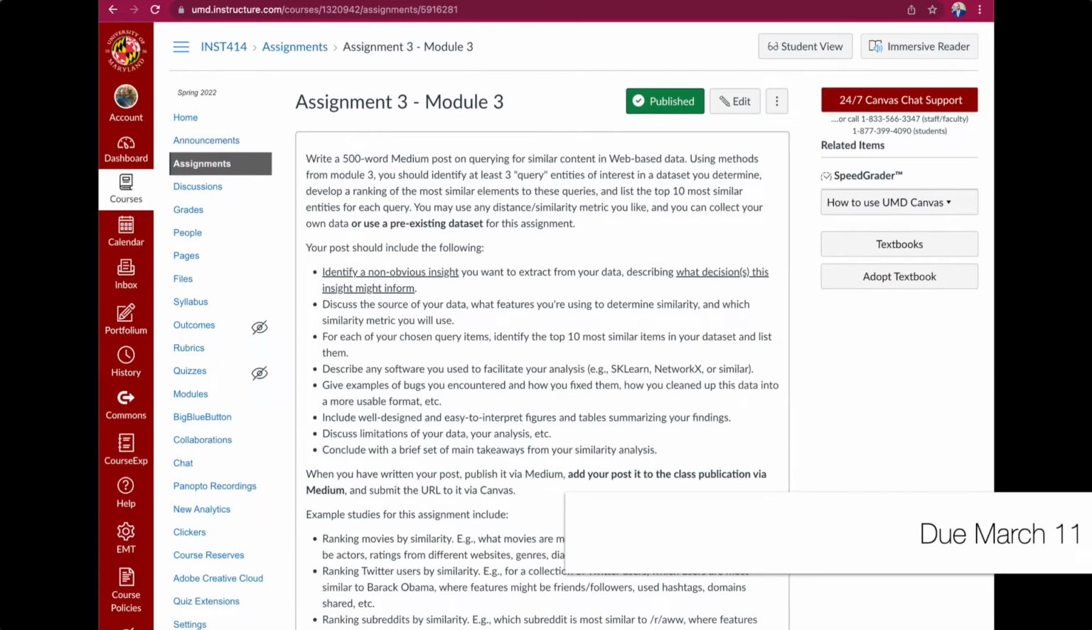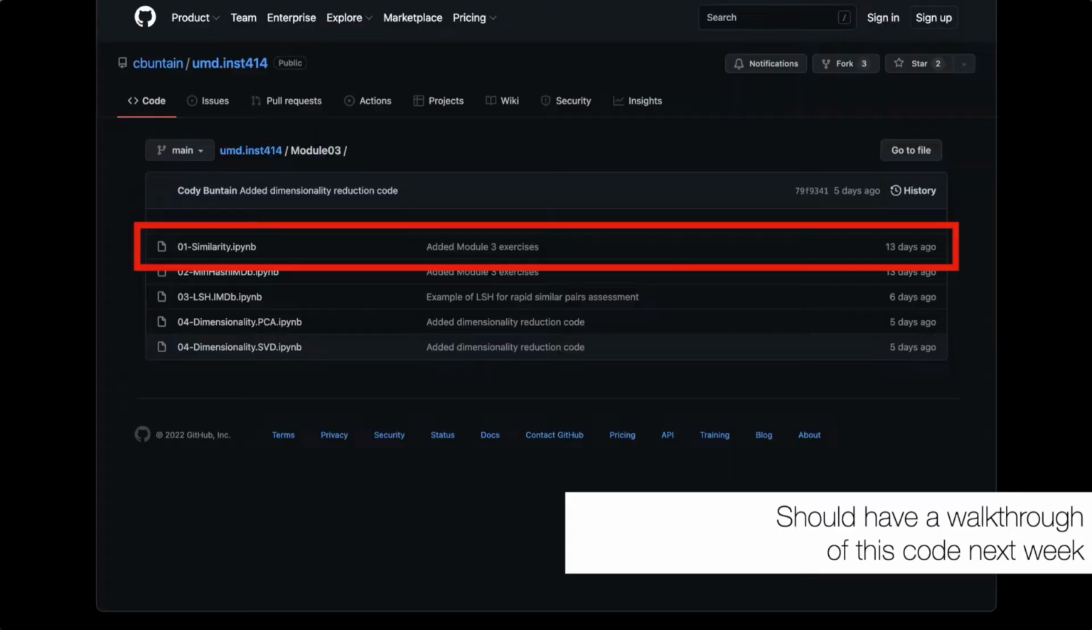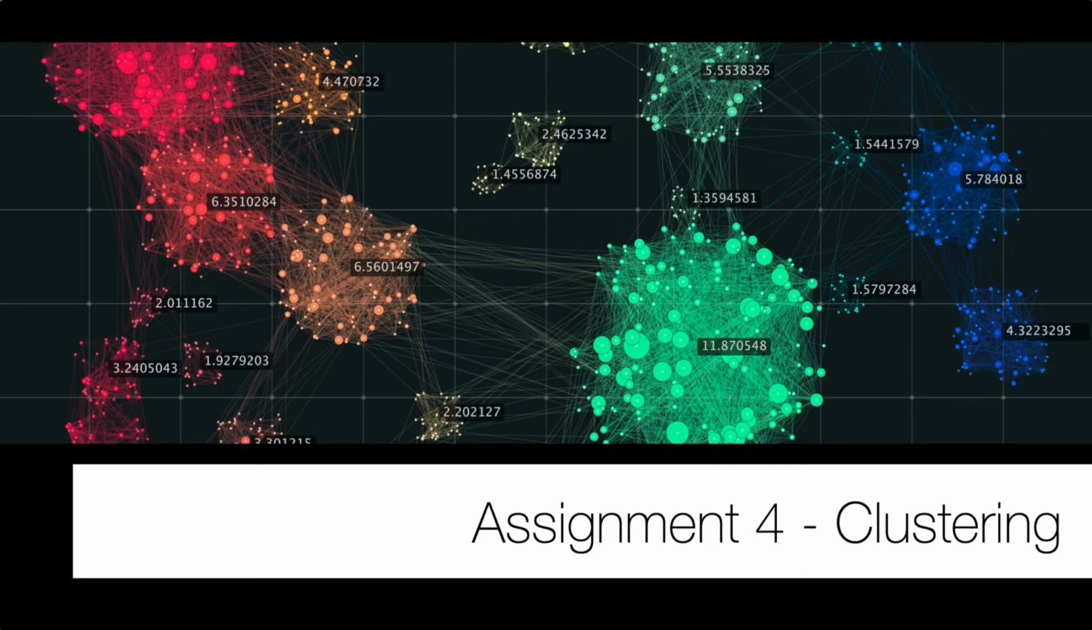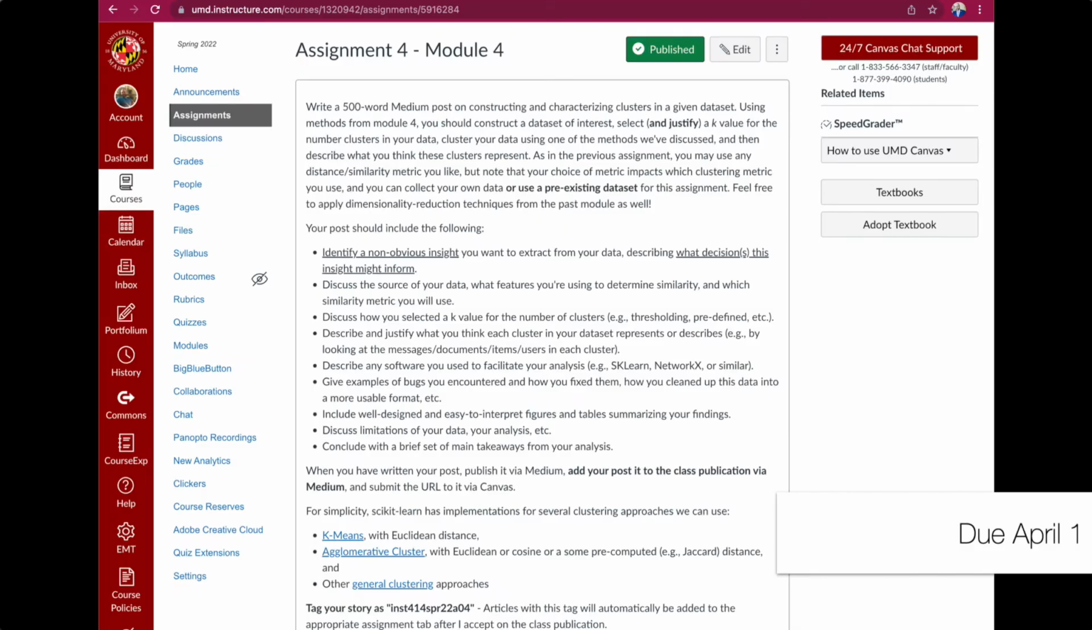For assignment 3, so that is due this week, be working on that. We'll have a walkthrough for the code on the similarity assessment in this, hopefully next week. So you can see or walk through how we evaluated similarity between movies and their actors. This week starts the beginning of Module 4 on clustering. So now the assignment 4 is something you should be thinking about. This is due the 1st of April. I pushed the deadline back for this to give you some time after spring break.